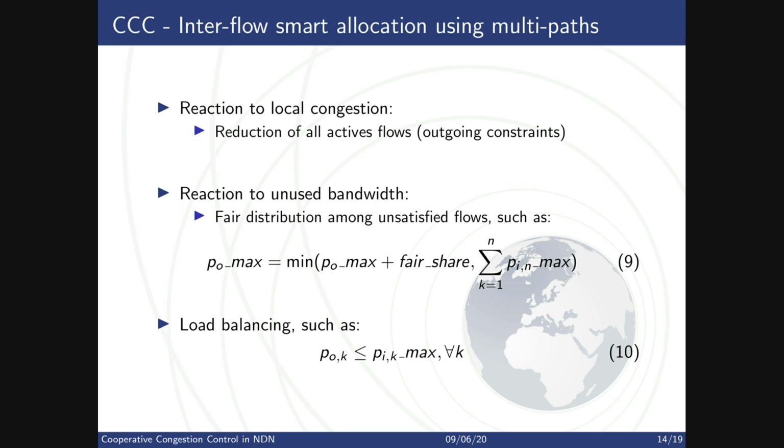The reverse algorithm is how to react when there is unused bandwidth on the link. That can occur when you overreact in the first algorithm, or when a flow ends and leaves part of the bandwidth unused. Here we want to distribute the bandwidth among all unsatisfied flows and increase their respective outgoing constraints. An unsatisfied flow is a flow whose incoming objective is lower than the outgoing constraint. Here, equation 9 says that we increase the outgoing constraint by a fair share, but that it is still bounded by the sum of the incoming constraints, in order to respect the previous aggregation of the constraints. It means that an increase of the outgoing constraint is bound by the capacity of all the subpaths.